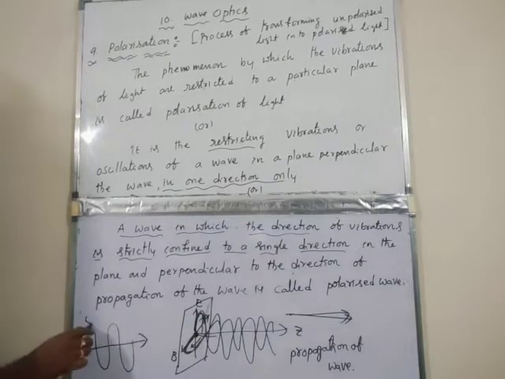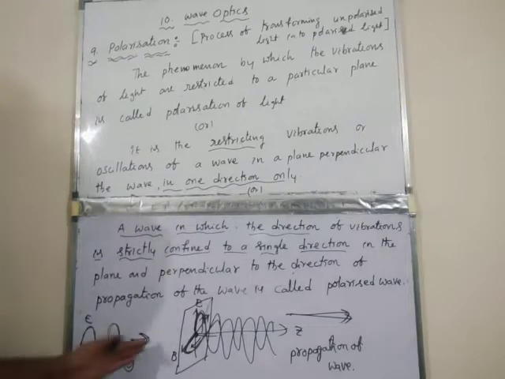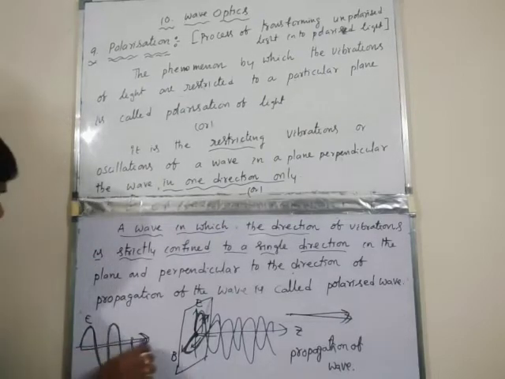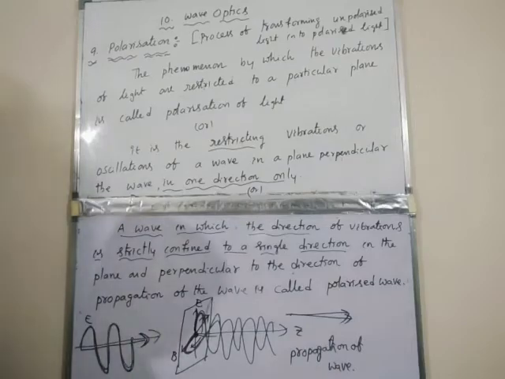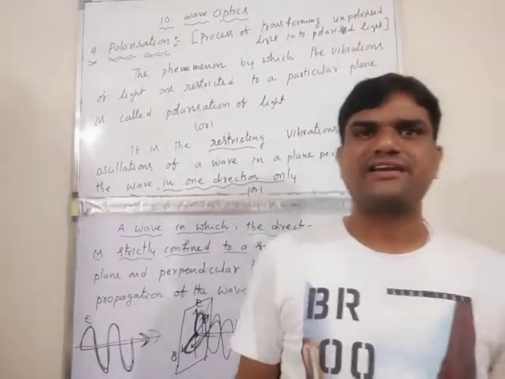So this is the electric field only, right? Transverse in nature. The direction of propagation of the wave is along the z axis. So this is the particle direction, perpendicular to the propagation of the wave. Alright? This is the electromagnetic wave.